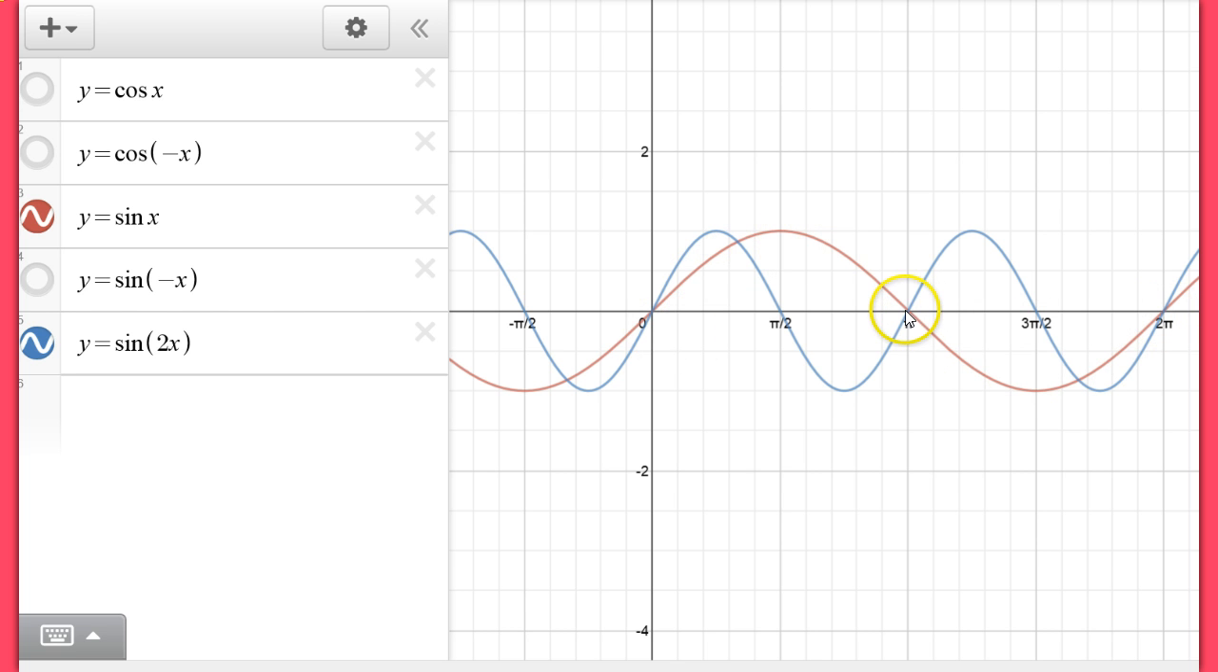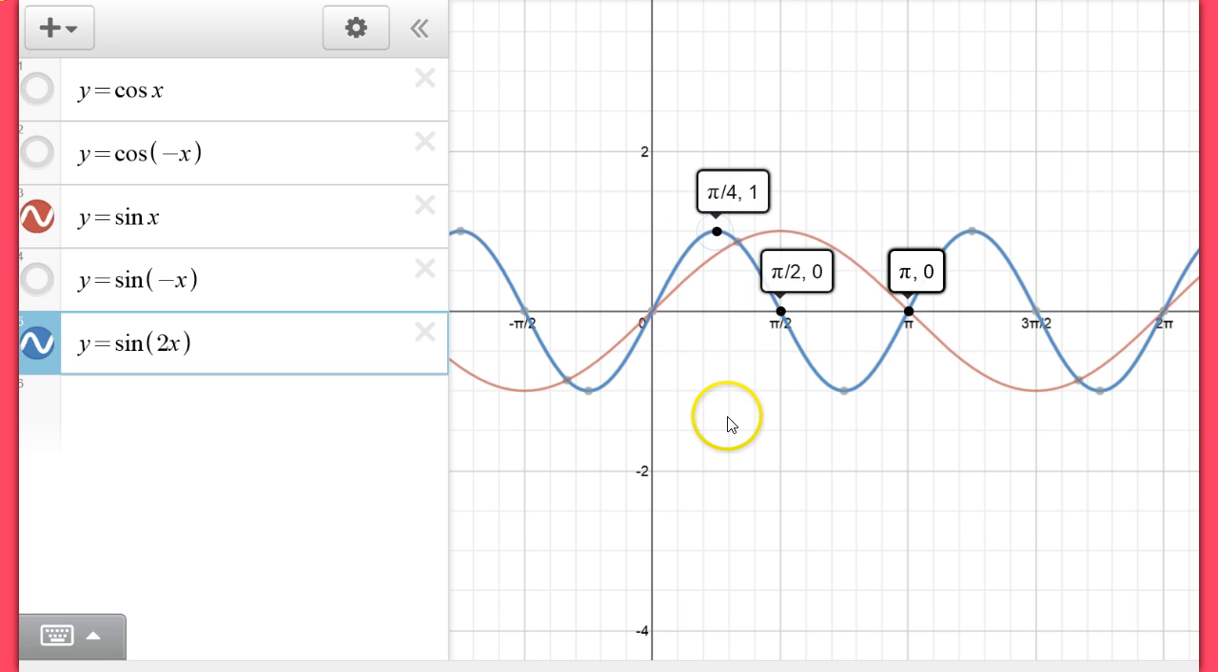So our period here is only pi. And that's because it's compressed our function. Okay, so in the blue, like I said, the period here, it repeats at pi, that value right there. So at pi over 2, we end up having an x-intercept. We have our max value at pi over 4, 1.